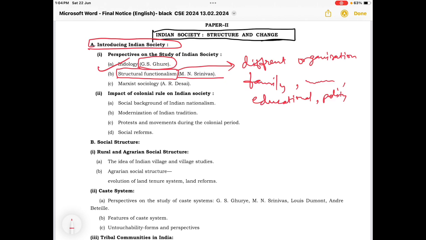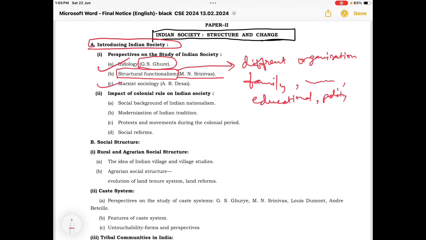In paper 1 also you have read about the structural functionalist theory, which I have not explained yet, and we will deal with it later on. But here remember that M.N. Srinivas is a structural functionalist, which means everything is functional for society. He has also been criticized for various theories. So we will deal with that later on.